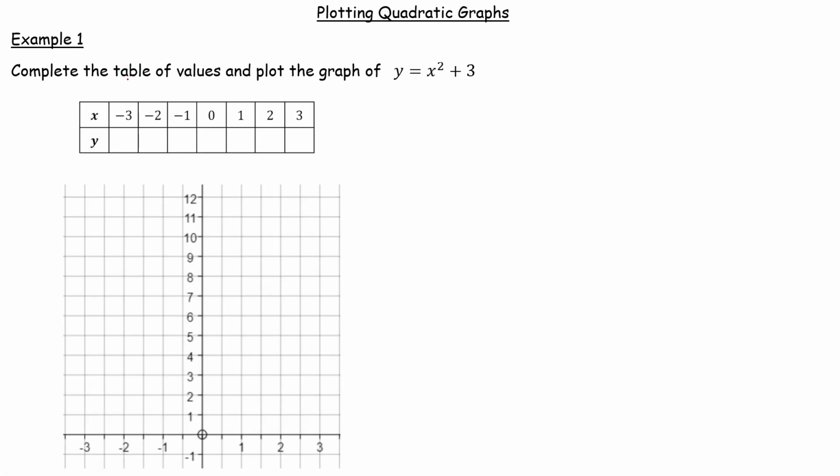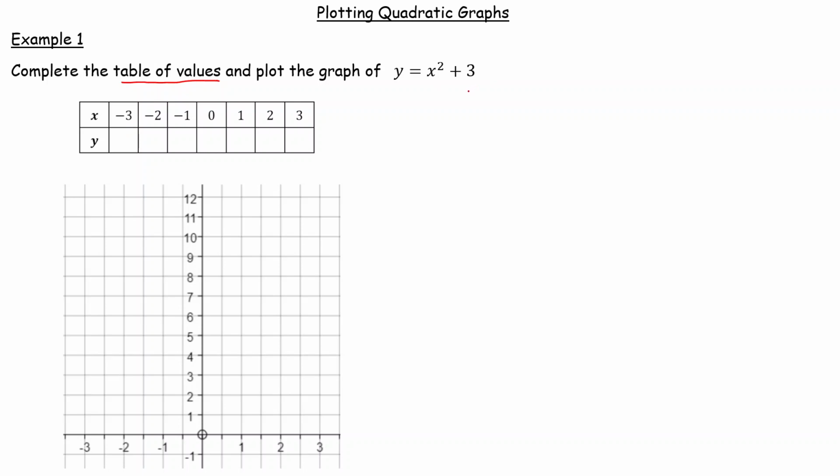To plot a quadratic like y equals x squared plus 3, it's very useful to plot a table of values. So this is called a table of values, and I've got x values going from minus 3 all the way up to 3. I've got to substitute these x values into my equation to find the y values, and I can plot these as coordinates and sketch the graph.